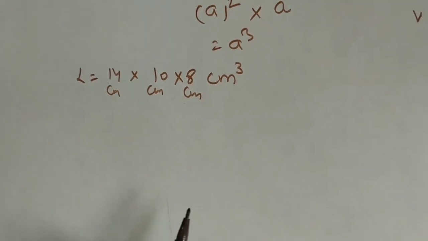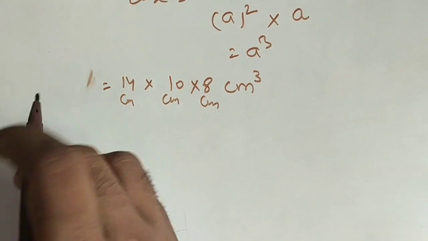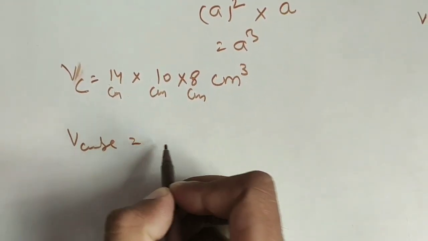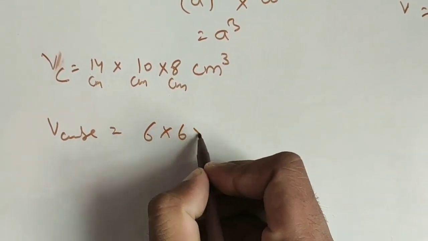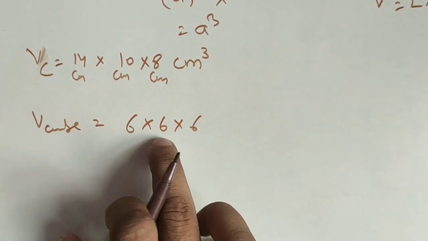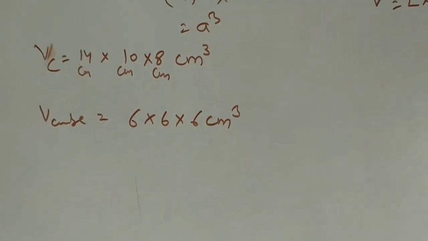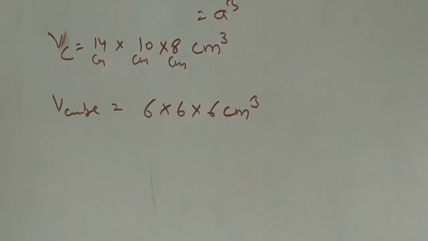Similarly, find the volume of a cube whose given side is 6 centimeter. So this is volume of cuboid. Now volume of cube we are doing. Side is 6 centimeter. So it will be 6 multiply 6 multiply 6 and centimeter with each side. So this becomes centimeter cube. So volume of cube will be 6 into 6 into 6, that is 216 centimeter cube.